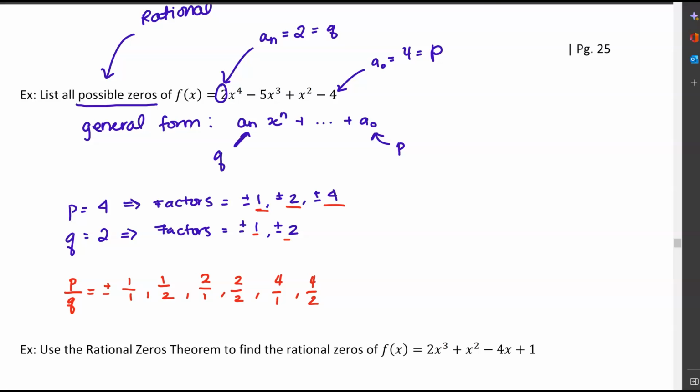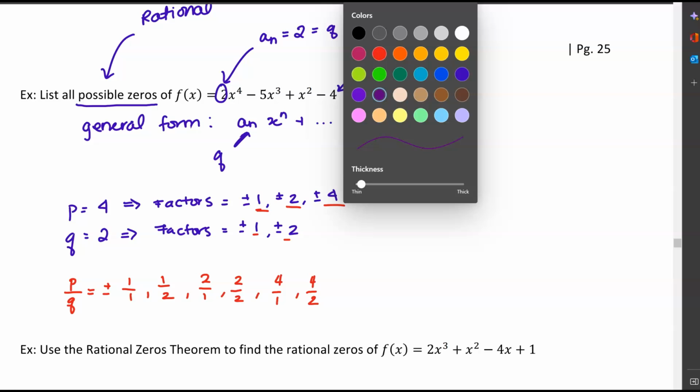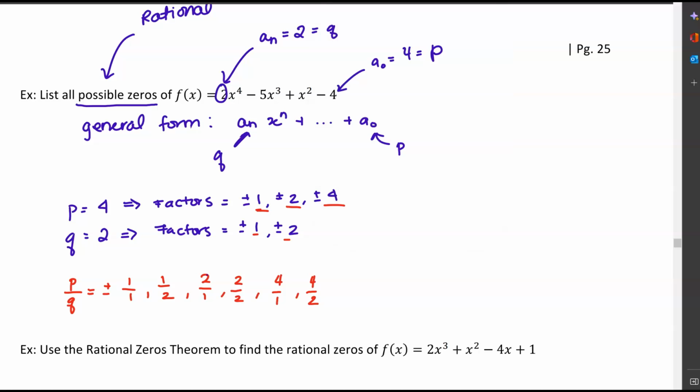So let's now simplify these down. So 2 over 1, this is just the number 2. But 2 over 2, this is 1. 4 over 1, that's 4, and then 4 over 2, this is 2. So really, what values do I really have? Okay, I have 1, 1/2, 2, and 4. These are our p's over q.